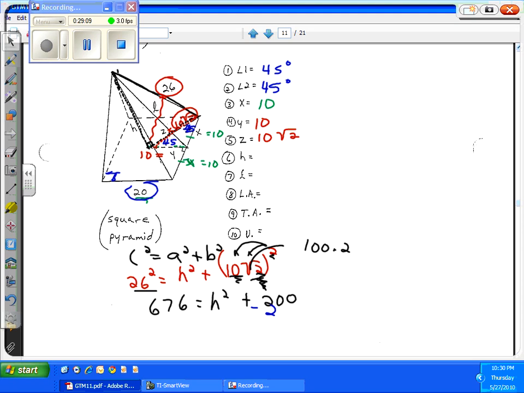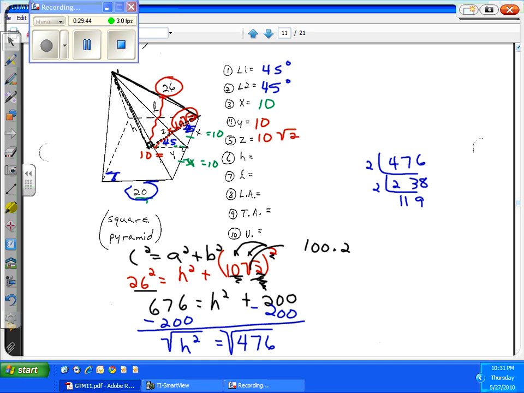So we're going to subtract 200. Subtract 200. We get height squared is equal to 476. Take the square root. And so we have square root 476. If we try to break that down, 476 divided by 2, we would get 238. Divided by 2 is 119.